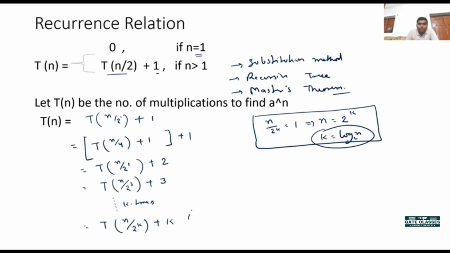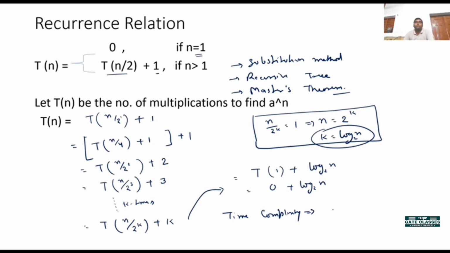So finally, substituting over here, T of 1 and plus this k is what? K is log base 2 of n, and T of 1 is going to be what? At n equal to 1, what is the value? It is 0, and plus log of n. So finally what is the major step? The major step is log of n. So the time complexity to calculate the power of an element using the divide and conquer strategy is going to be order of log n.